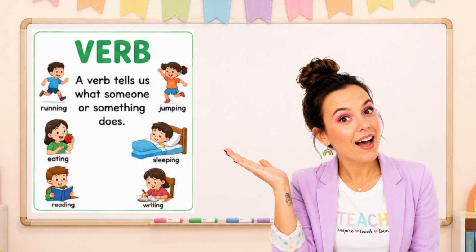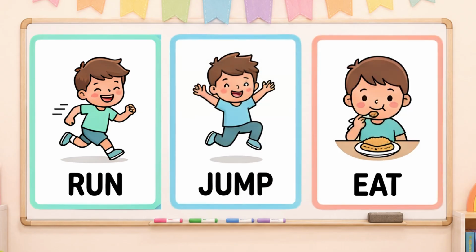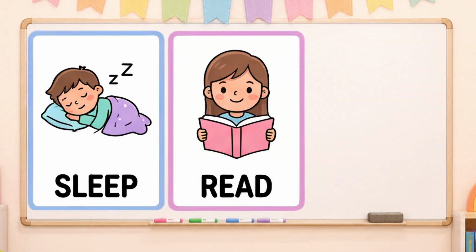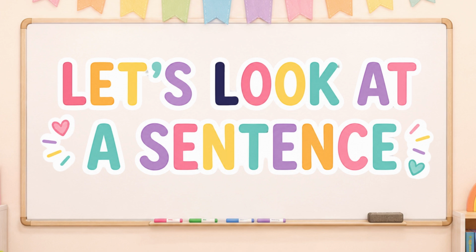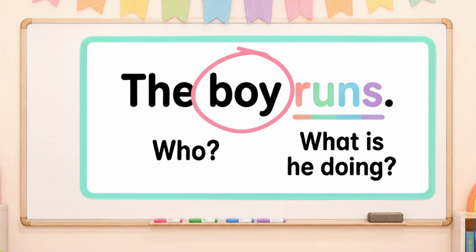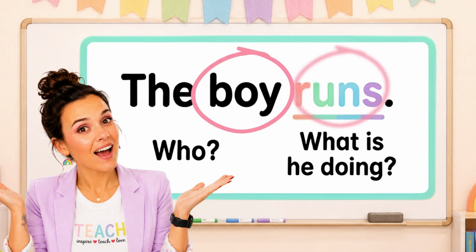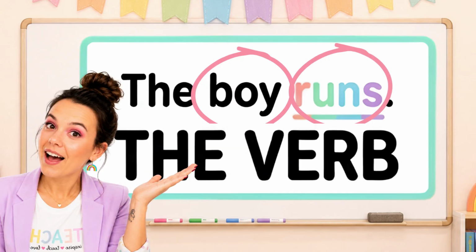Fantastic. The verb. Now let's meet the verb. A verb often tells us about an action. For example, run, jump, eat, sleep, read, write. These are all verbs. Let's look at our sentence again. The boy runs. Who is the sentence about? The boy. And what is he doing? Running. So, runs or running is the verb.